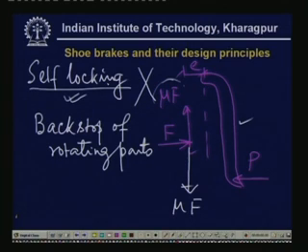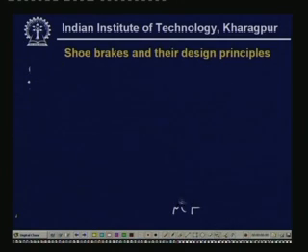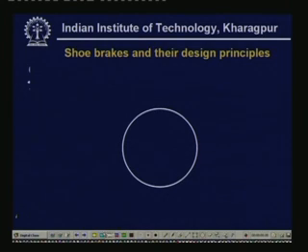Now, this is roughly the principle behind the shoe brakes. Again, what we can see is that we have applied the force only in one direction. There was a shoe here. So, we have applied force in one direction.